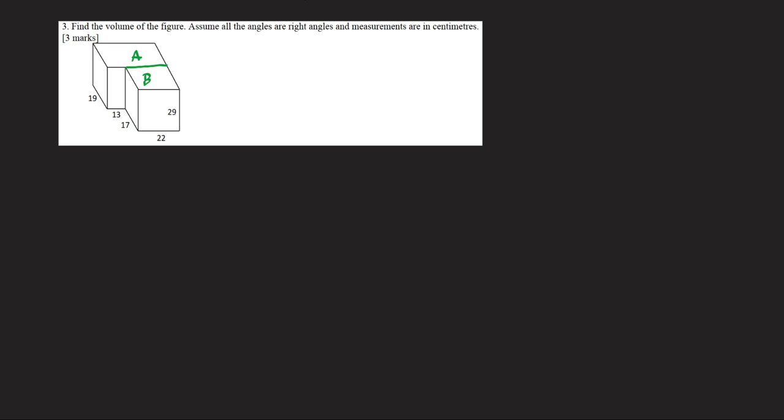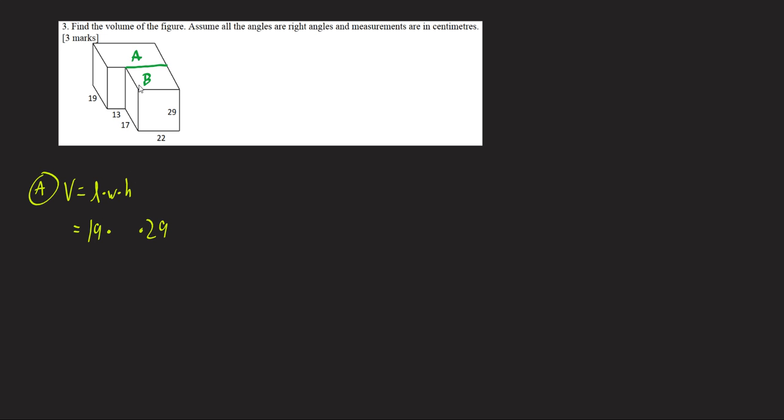So for A, we are looking for the volume, and for a rectangular prism, the formula is length times width times height. This measurement here is 19. That's going to be one of them. And we need to figure out the other ones. Here, 29 is going to be the same for all of these vertical lines. So height is definitely going to be 29.